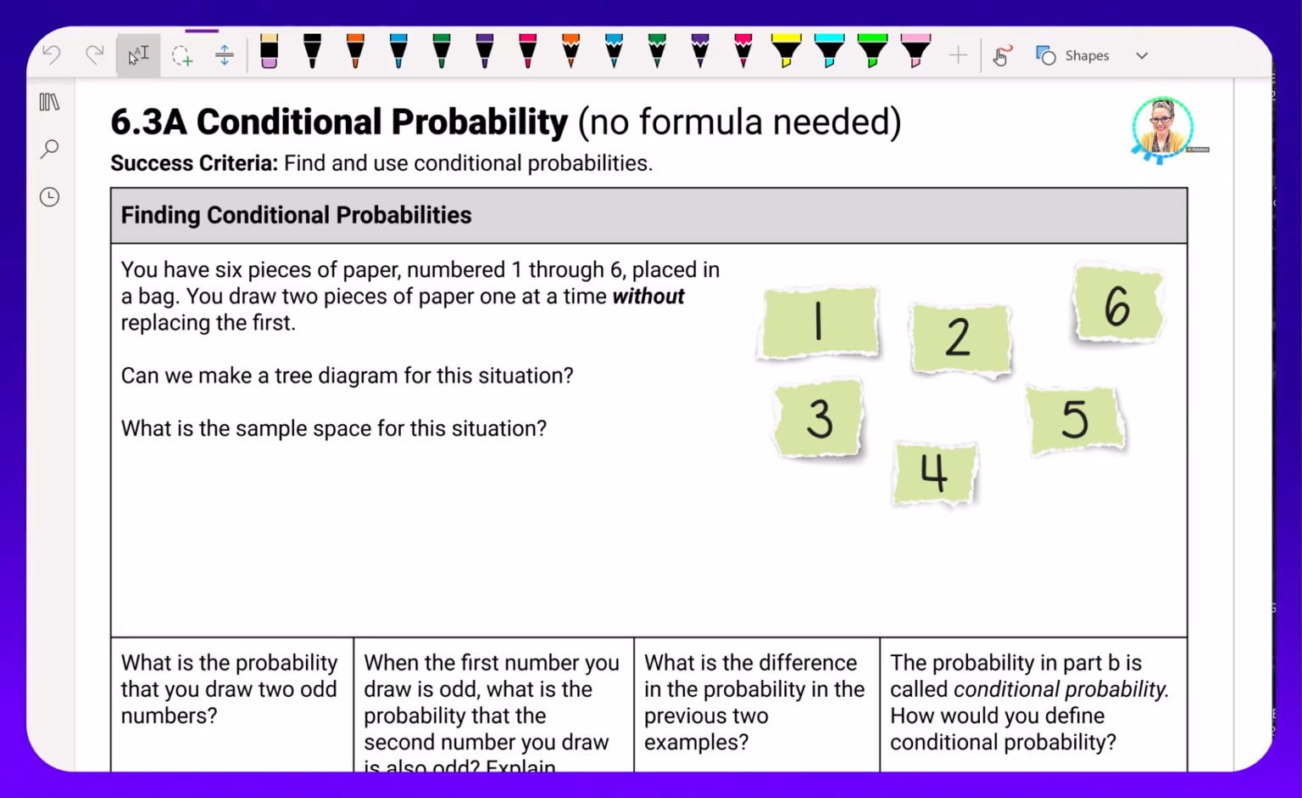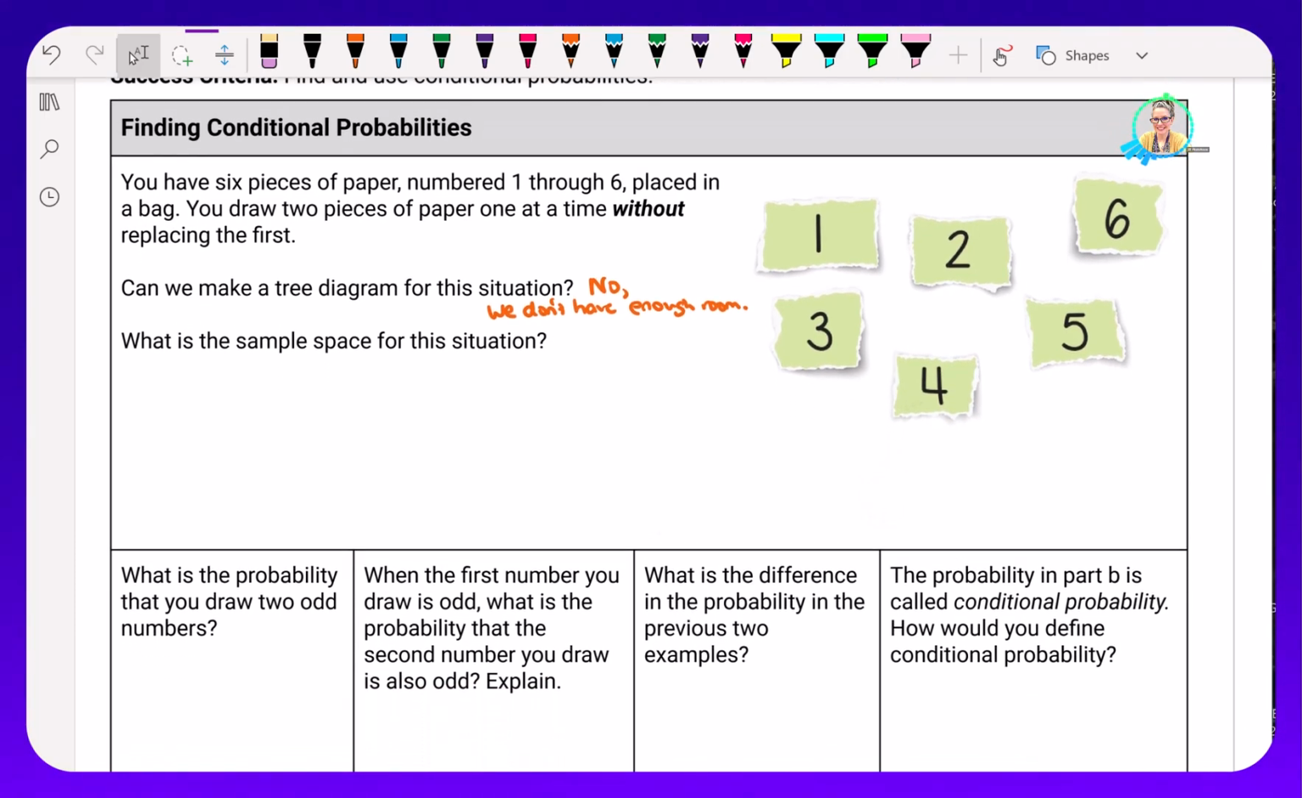We've got 6 pieces of paper numbered 1 through 6 placed in a bag. You draw 2 pieces of paper one at a time without replacing the first. So can we make a tree diagram for this situation? Absolutely we can. Should we do that? No, because we actually have limited space here. That doesn't mean that we can't, it just means that we don't have a lot of room here. Sometimes it's better just to think about it in our head.